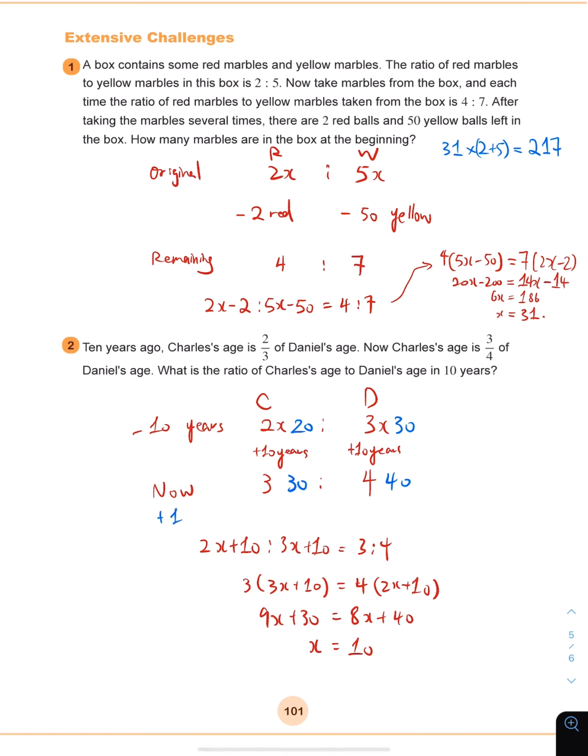And after 10 years, Charles would be 40, Daniel would be 50. And the ratio of Charles' age to Daniel's age in 10 years will be Charles to Daniel equals 4 to 5. So that's the answer to the second question.